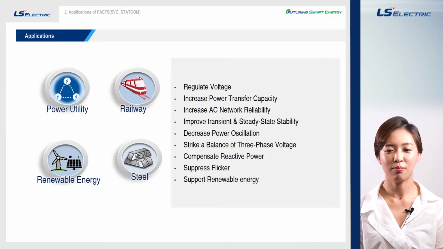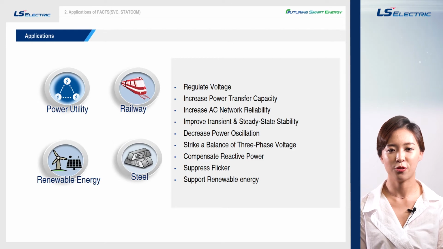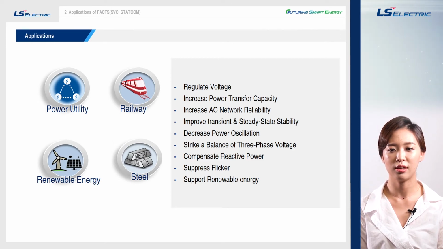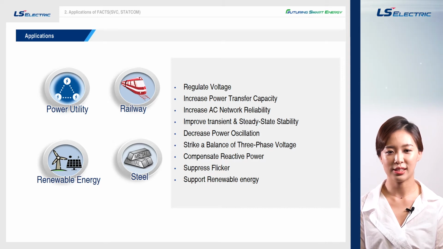So let's look at the applications. FACTS is used for electric utility, railway, renewable energy, and steel companies. The main effects of FACTS are listed on the right side.